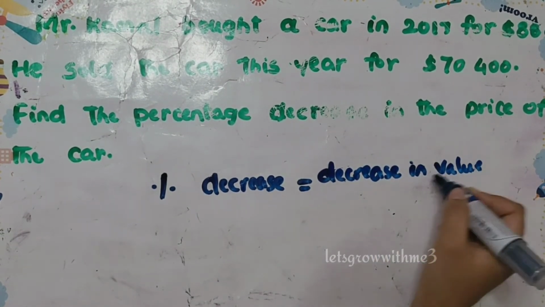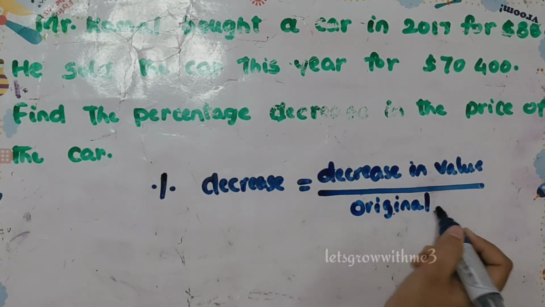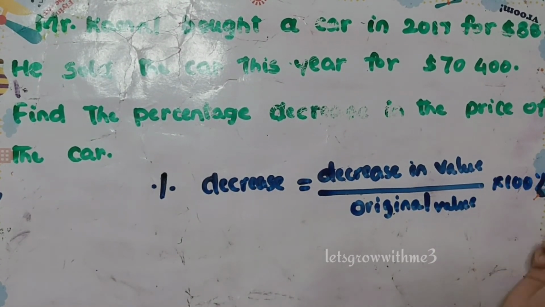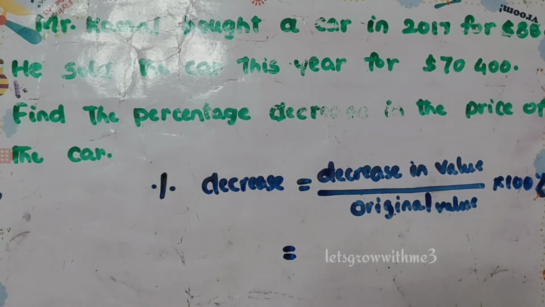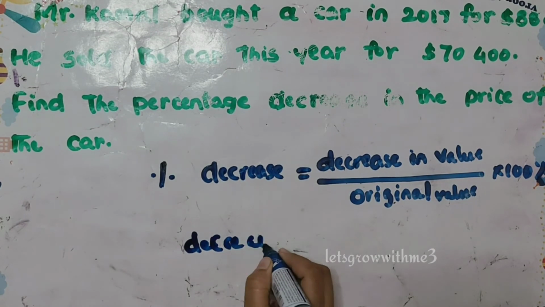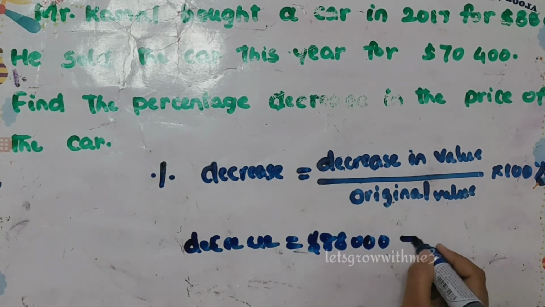Now first we need to find the decrease in value. How to find it? Just look at how much he bought it for and how much he sold it for. The difference between these two gives us the decrease in value. So decrease in value is equal to he bought for $88,000 and he sold for $70,400. Just subtract these two, then we will get the decrease in value. So decrease in value is equal to 88,000 minus 70,400.